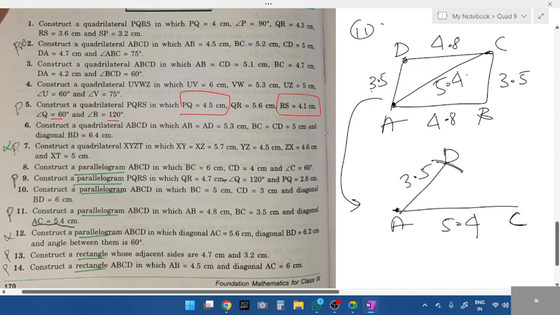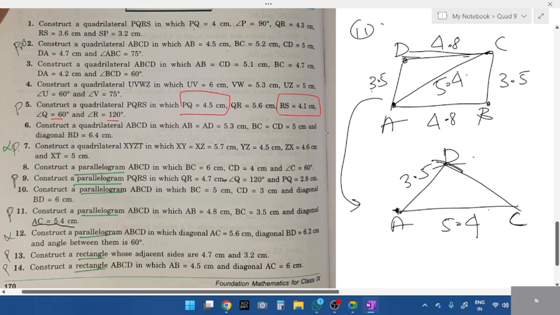Now, see, draw a base 5.4. It's a very simple question. Construct a base 5.4, cut an arc. From C to D, what's the value? From C to D? Yes, cut an arc like this. Then downwards, down you'll get B, students.